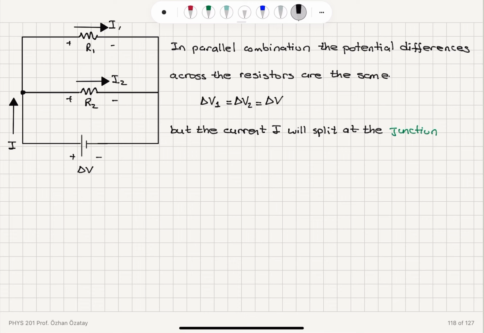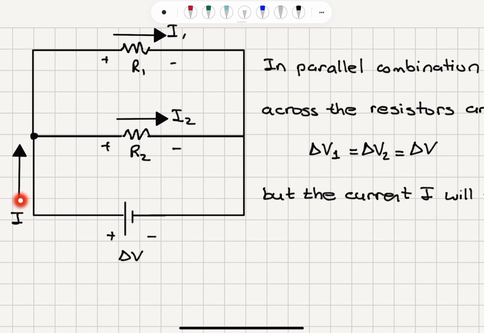But the current I will split at the junction. So you can see that this current enters the junction and it will split into I1 and I2.